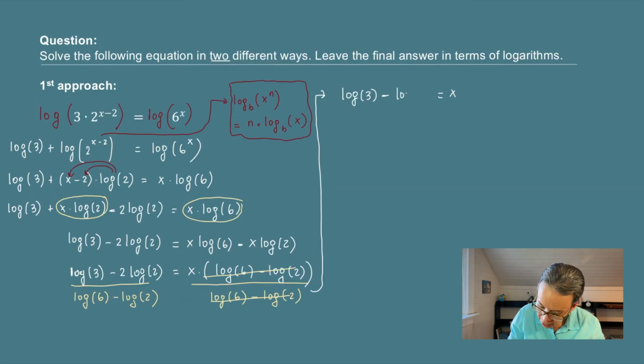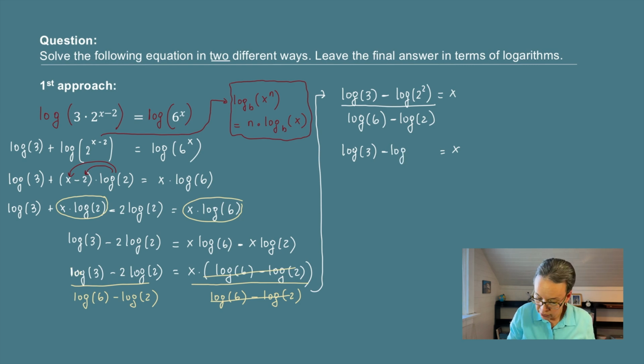That means that I'm going to have log of 2 squared divided by log of 6 minus the log of 2. And then simplifying a little bit more, instead of having 2 squared, I'm just going to say 4, and all this over the log of 6 minus the log of 2. So that's a good enough answer, but we can go ahead and condense a little bit further.